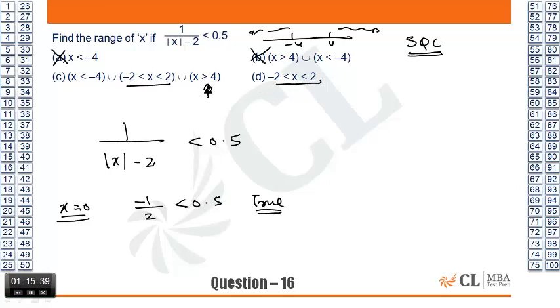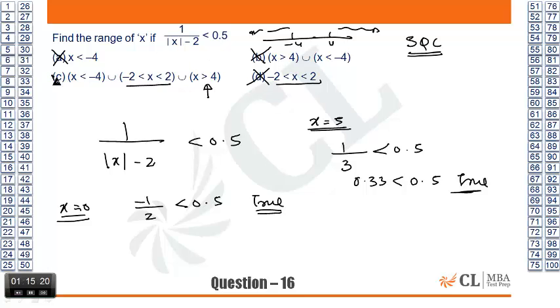So what is different is this. Let's take a value greater than 4. Let's take x equal to 5. 1 by mod of 5 minus 2, that will be 3. 1 by 3 is 0.33. 0.33 is less than 0.5, which is a true statement. So 5 should be a part of your answer. It is there here. It is not there. So your answer is C.